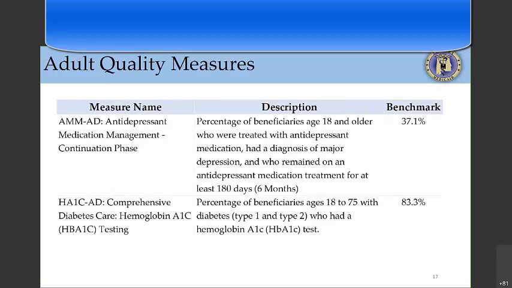Next are the adult measures. AMM-AD, antidepressant medication management, the continuation phase, is described as the percentage of beneficiaries age 18 and older who were treated with antidepressant medication, had a diagnosis of major depression, and who remained on an antidepressant medication treatment for at least 180 days or 6 months. The benchmark is 37.1%.